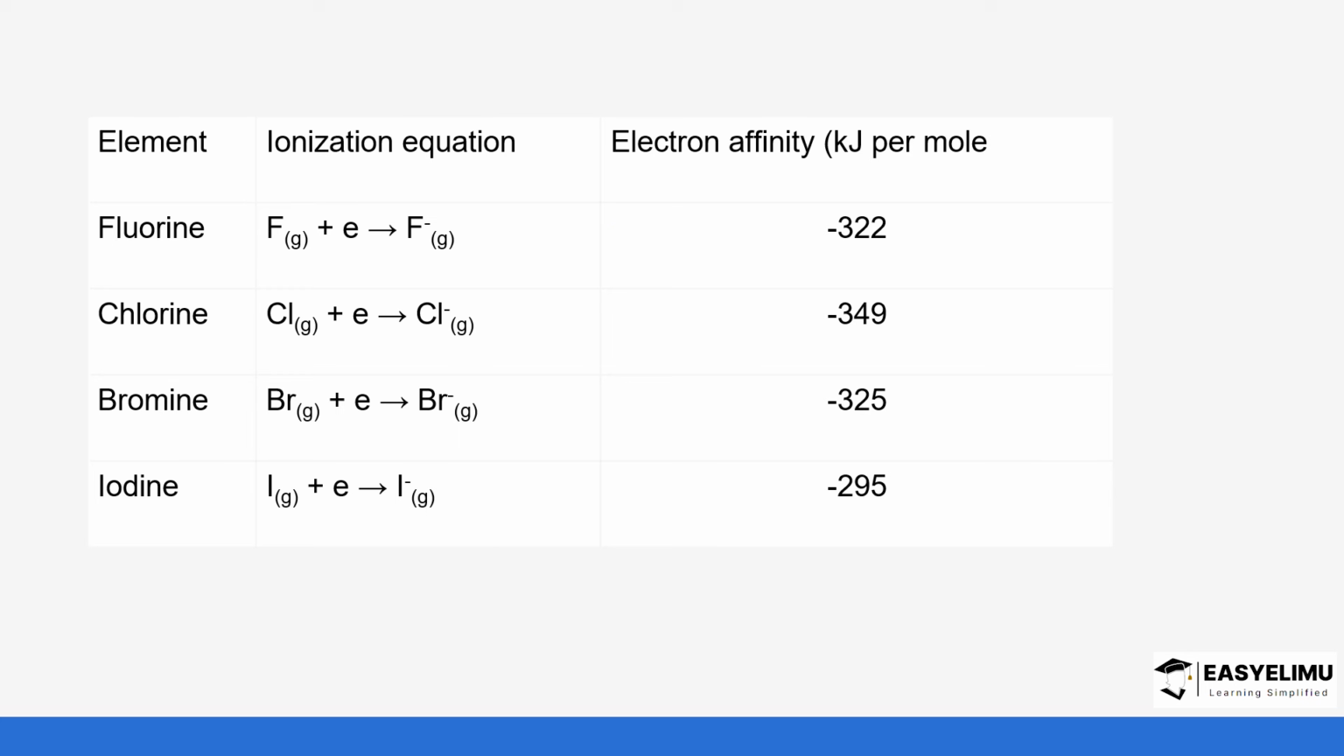The electron affinity for the four halogens is shown, and as you can see, it is decreasing down the group. Next, we are going to look at some other chemical properties.